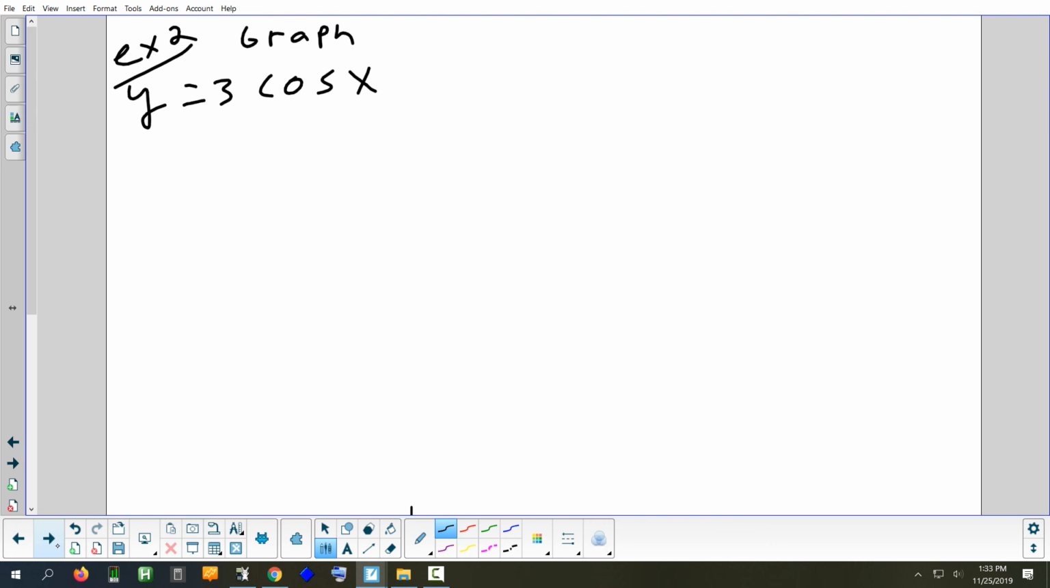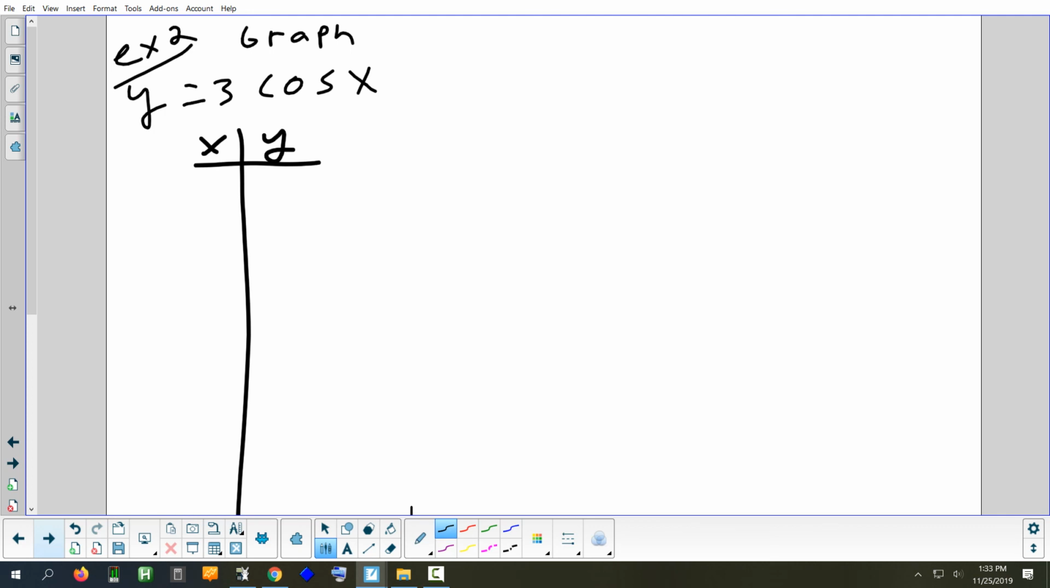Vertical stretch. Why? Because the 3 is in front of the cosine, outside, multiplied outside the function. Exactly. 2 keywords there. Multiply, outside. Multiply means stretch. Outside means vertical.